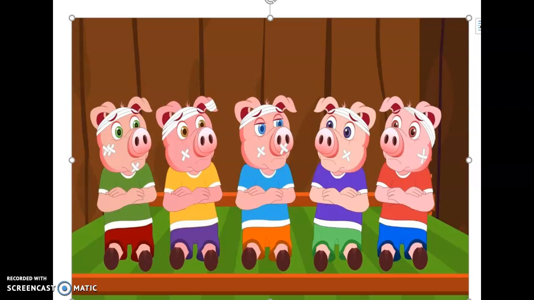And here we go. This little piggy went to market. This little piggy stayed home. This little piggy had roast beef. This little piggy had none. This little piggy went wee, wee, wee all the way home! Exclamation point.